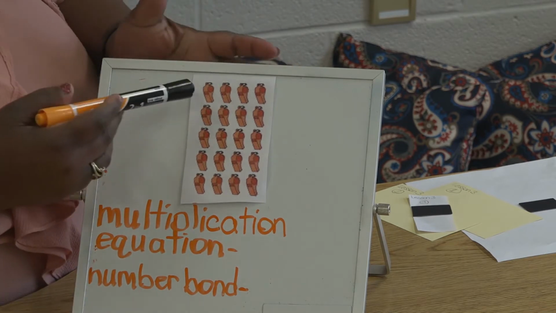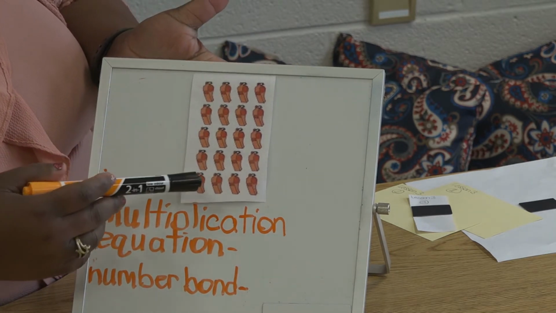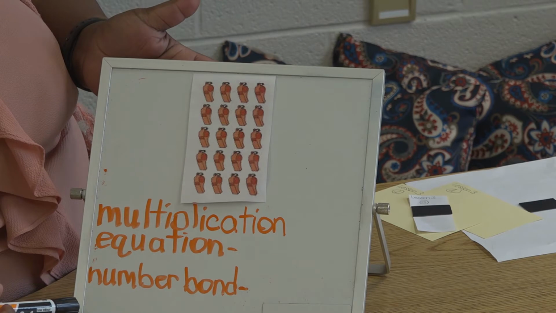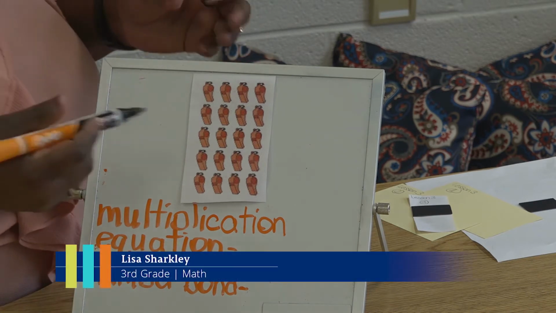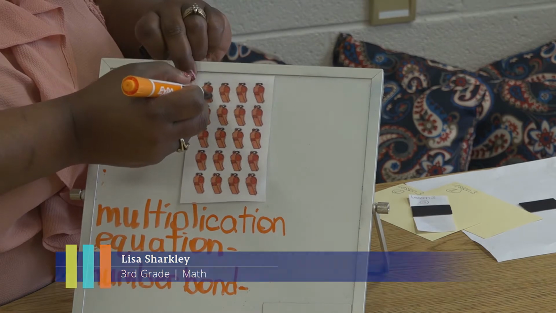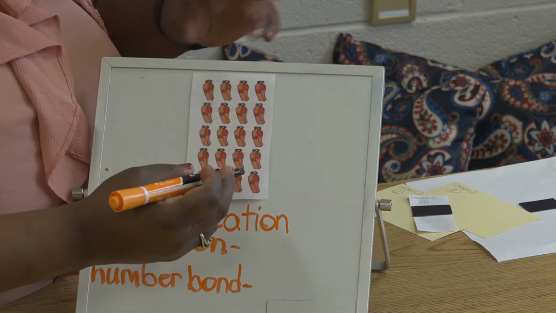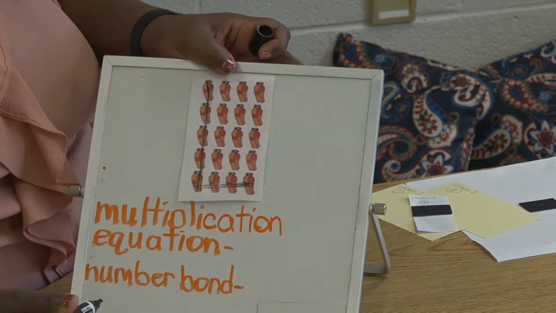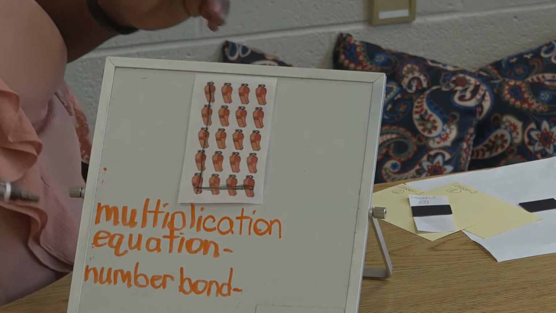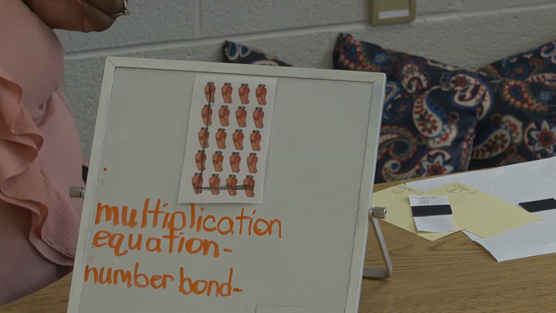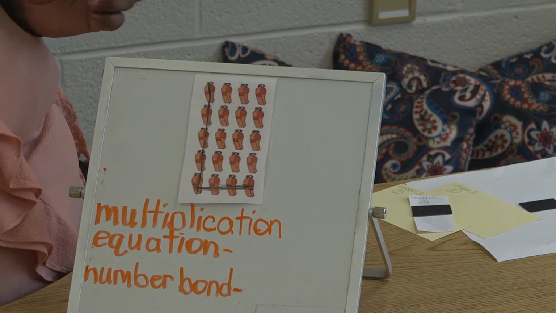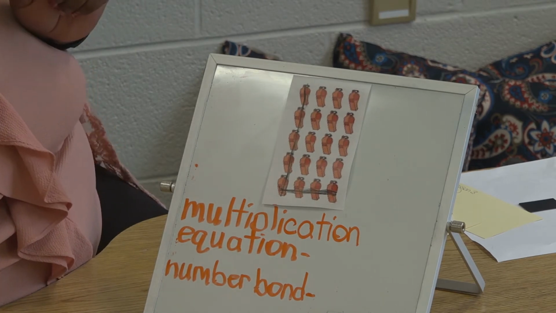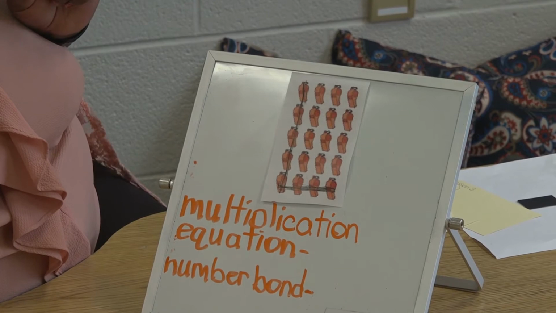Looking at that array, counting how many rows are going down, how many are going over. Thinking of the capital letter L. Going over, down. That's my rows. That's my columns. All right, just a couple more seconds to do your think time. All right, let's go ahead and get started.